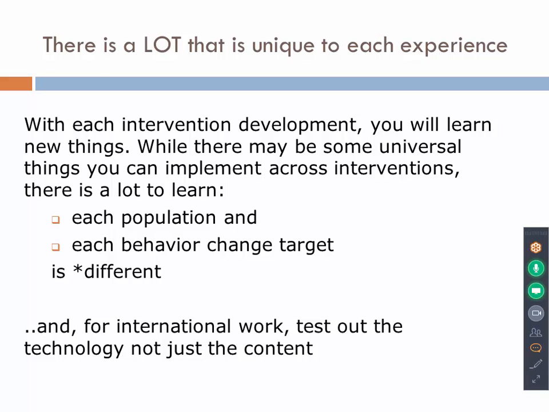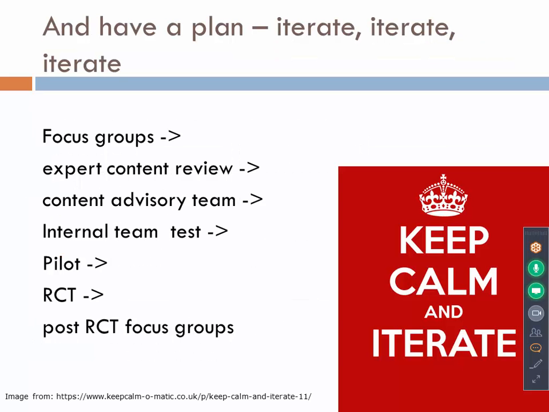So for international work, test out the technology, not just the content, but I would say that's true for domestic work as well. It's just when you're working internationally, things like network. So right now we're doing the internal test in Uganda, and 10% of the text messages that they're sending back to us are getting lost, and we're not sure if that's the network or our gateway, or whatever it is. And of course, when we were doing the internet-based intervention, we had to design it for a slower bandwidth than here. So there's just an added layer when you're doing international work. And I would just plan on iterating. That's the name of the game.